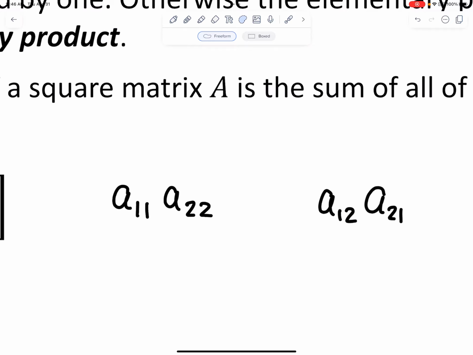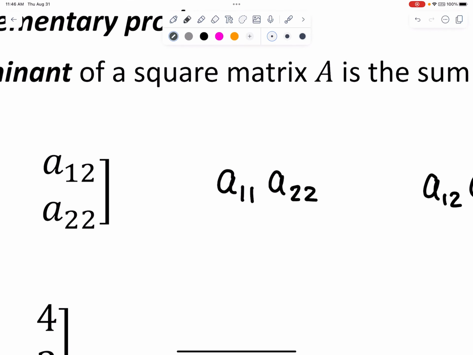All right, looking at this first one, let's focus on the column indices. That would be this 1 and this 2. Notice that they are already sorted, so it requires 0 interchanges of these numbers to sort them. I don't need to move anything because they're already sorted. So 0 interchanges, and 0 is an even number, means that to create a signed elementary product, I'd multiply this by +1. I'll just put a plus sign to indicate that we thought about that.